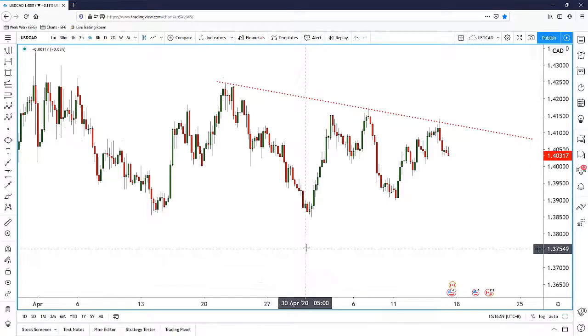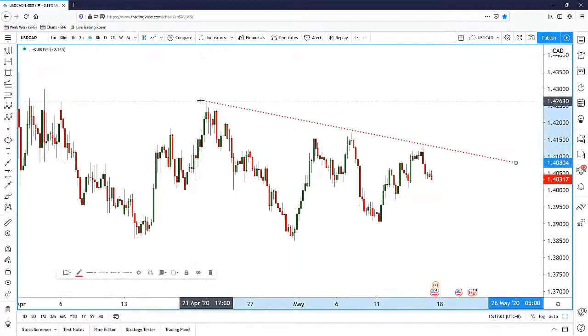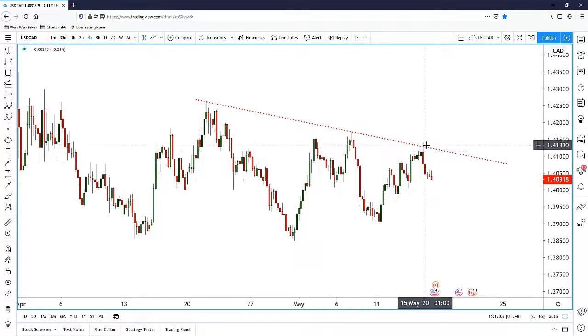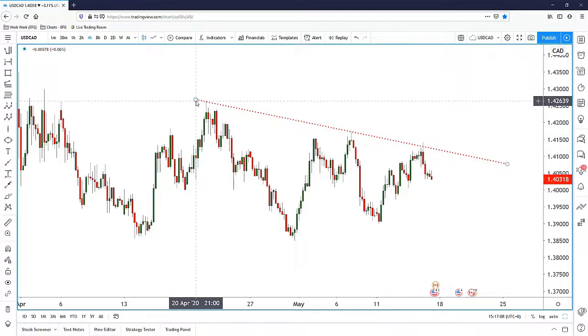But what is interesting is when we go down to the 4 hour, right? So let me just tidy this up on the 4 hour. It's okay to let a bit of wick extend out, all right, as long as there's enough touches.